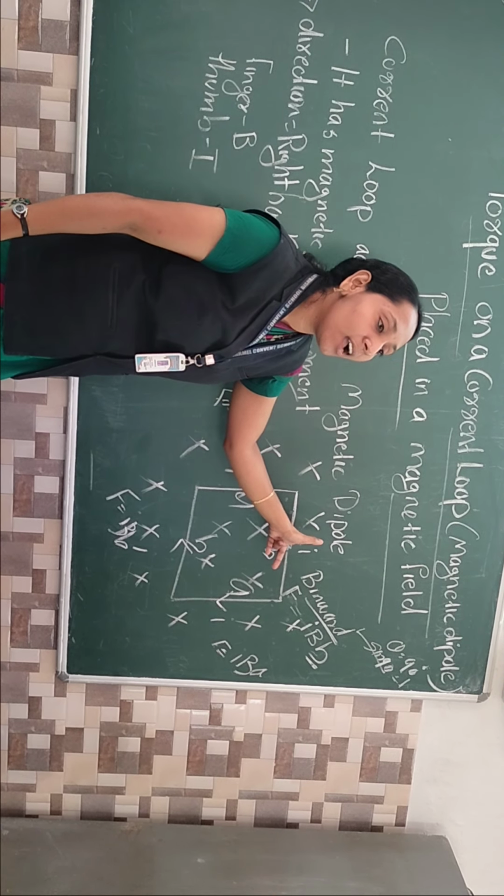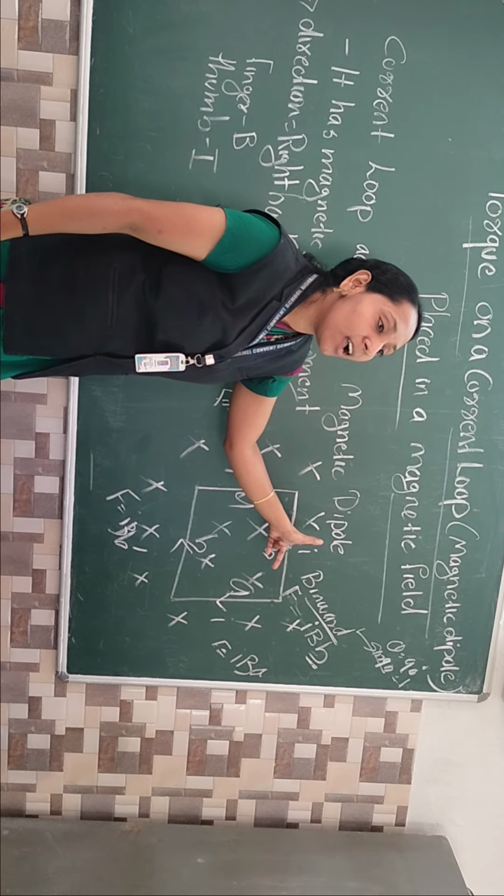Clear everyone? Next case, current is downward, magnetic field inside, force is in this direction. Are you watching, Satya? Okay, that means this is the direction. Magnetic field inward, current outward, force in this direction. Okay. Magnitude is the same, am I right? This is the direction of force. In this case, this is the direction of force, this is the magnitude.